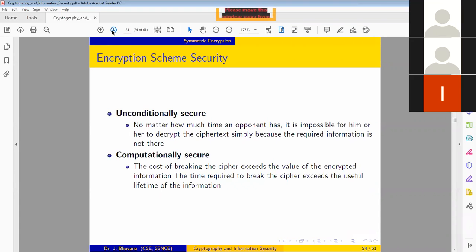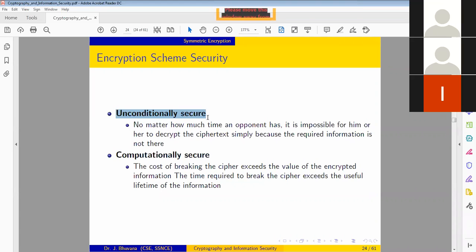Even with all these highly advanced computational configuration systems, if you are not able to break down the cipher text to bring back the plain text, then we can call that kind of cipher unconditionally secure. Whatever time you put in, whatever effort you put in, whatever resource you use, even then you are not able to recover the plain text. So I would say that message is an unconditionally secure message.